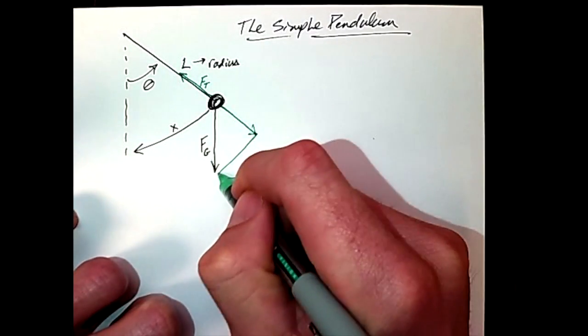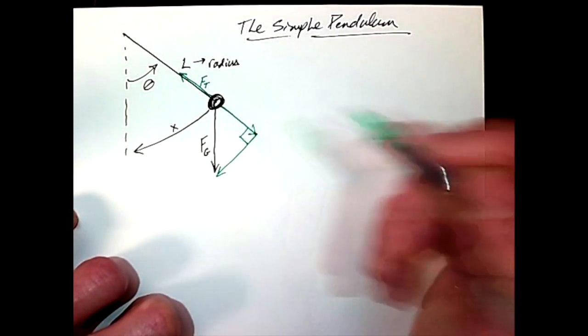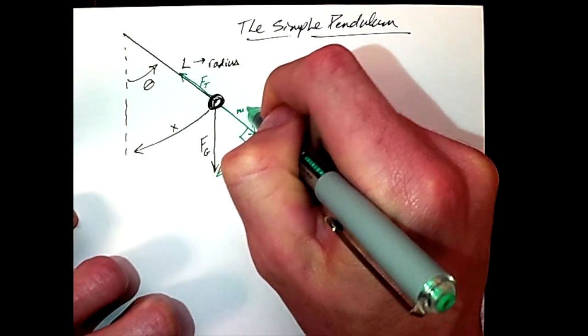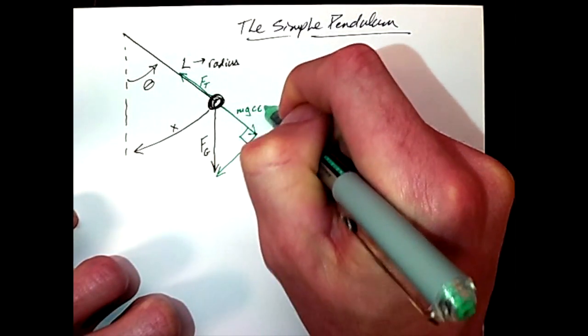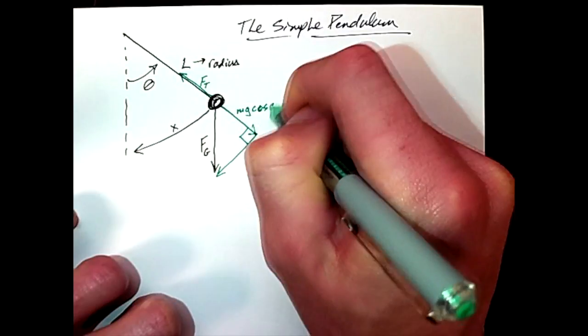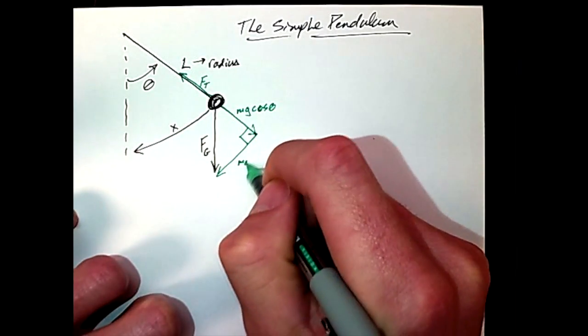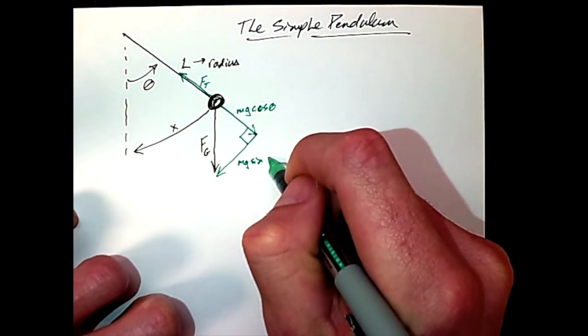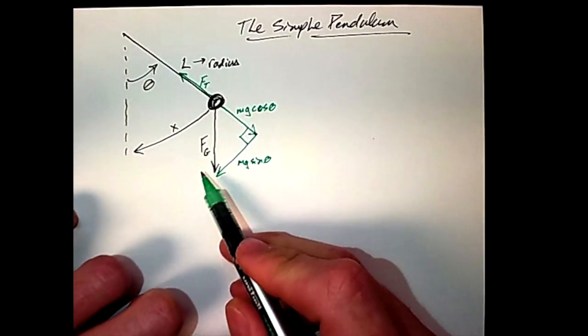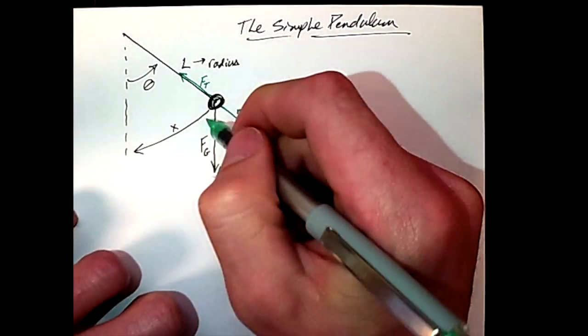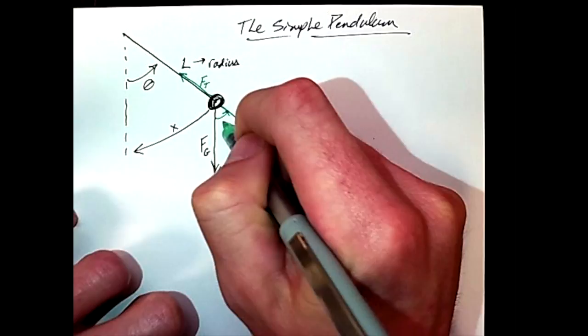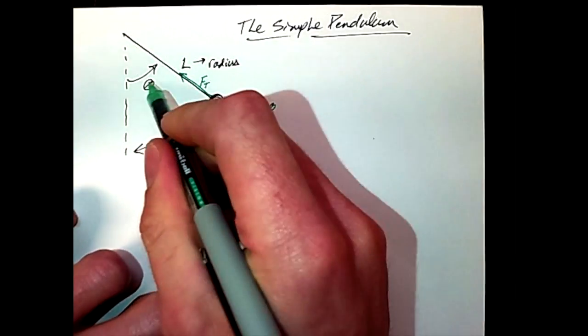perpendicular component this direction, where this side would be mg cosine theta and this side would be mg sine theta, excuse me, based on F_g being mg and, of course, this angle being theta in comparison to the similar triangle up here.